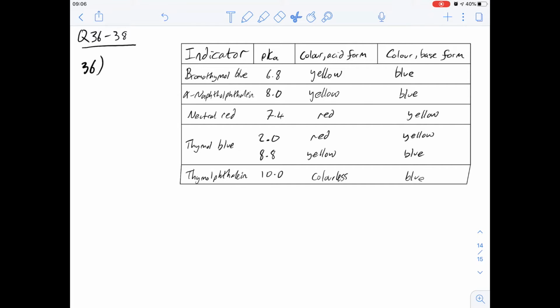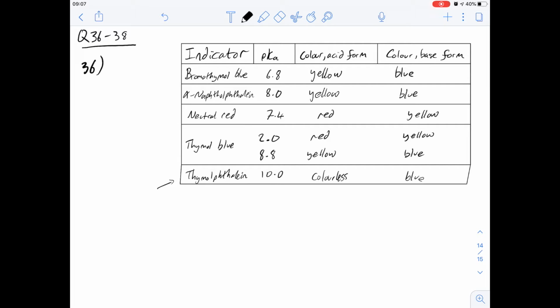So we're told in question 36 that we have 3 test tubes, each with the same colourless solution in, and it has an unknown pH. It says when thymolphthalein is added to the first test tube, it's colourless. When alpha-naphthophthalein is added to the second, it is blue. If thymol blue is added, what would the colour be? Okay, so we're given quite a lot of information here. And so let's have a look at this first one.